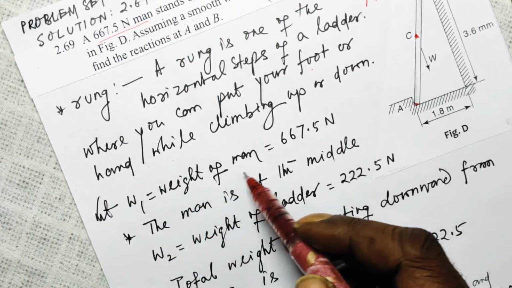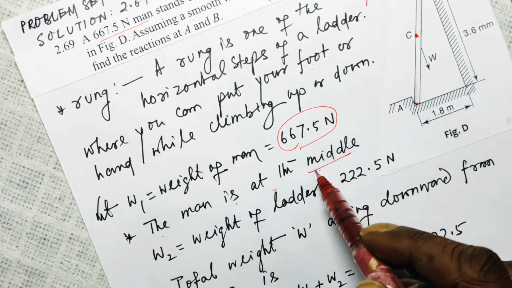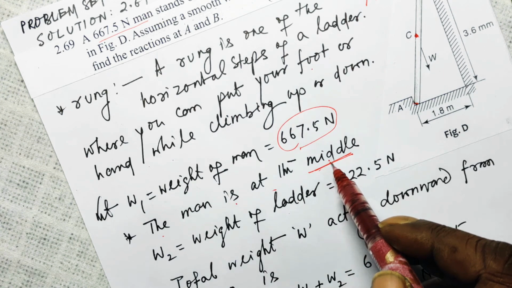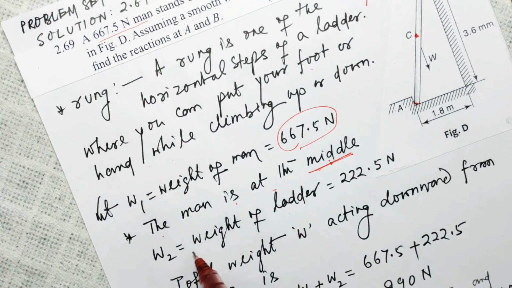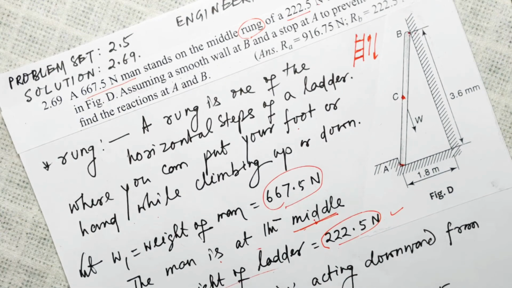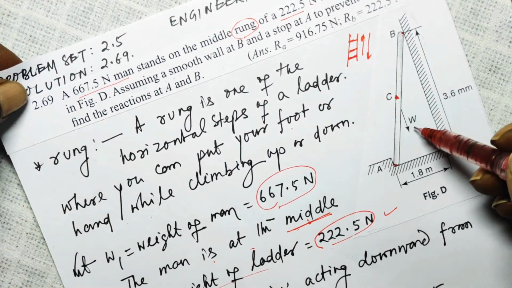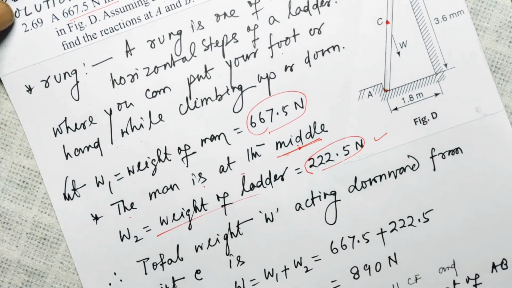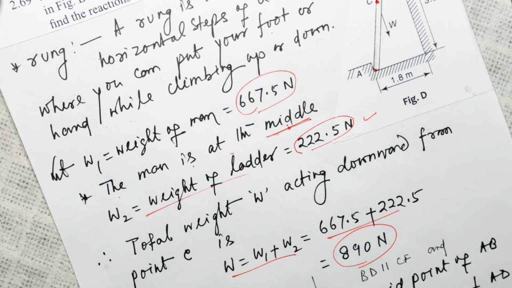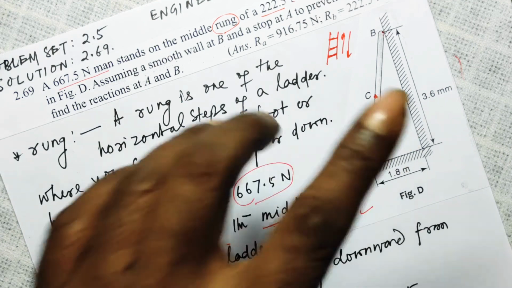So let W1 be the weight of the man. This is given. The man is at the middle of the ladder, means the same point from where the weight of the ladder is acting vertically downward, and the weight of the ladder is given as 2.5 Newton. So the total weight W acting downward from the point C will be W1 plus W2. That is equal to 890 Newton, acting from the center of the ladder vertically downward, the total weight.